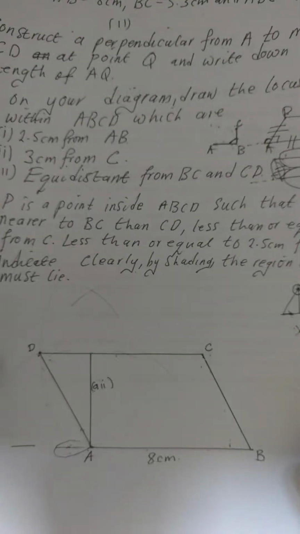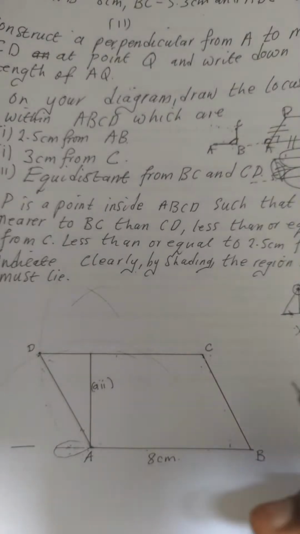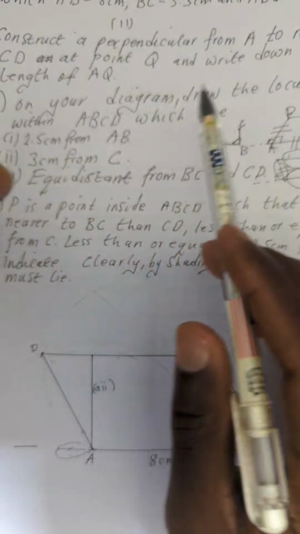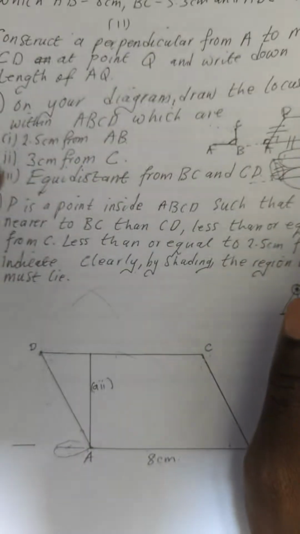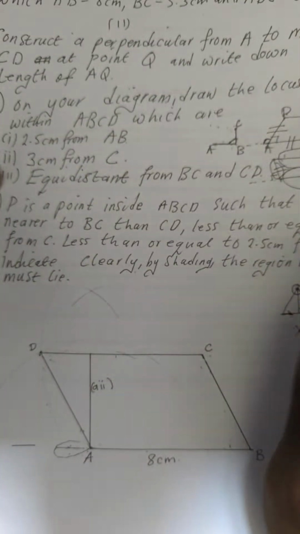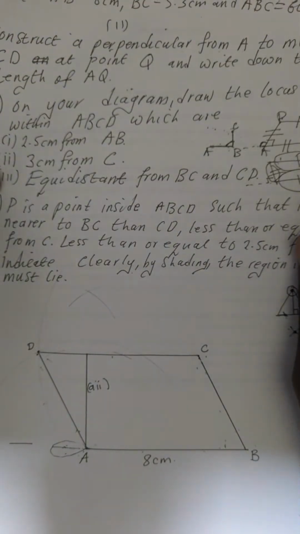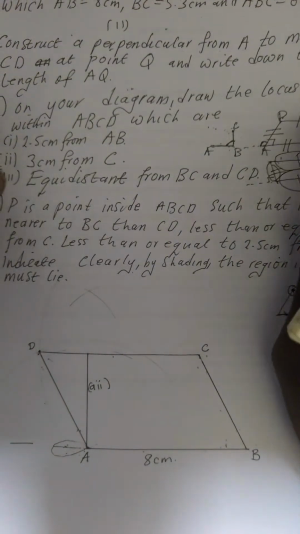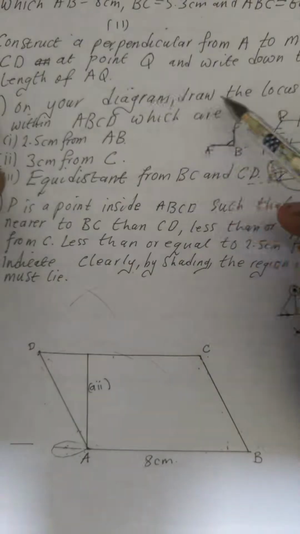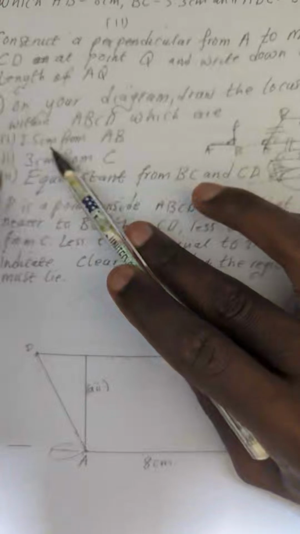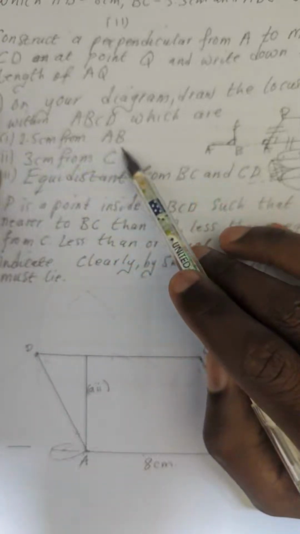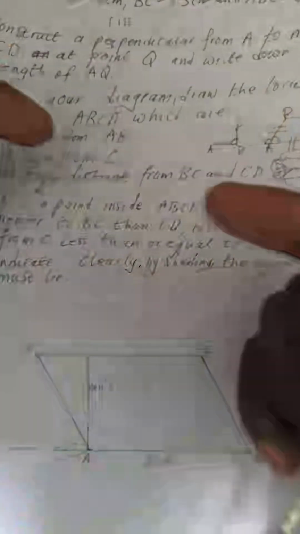So I ended here. I was on question B. On your diagram, draw the locus of points within ABC which are 2.5 centimeters from AB. So we're talking about something like this.